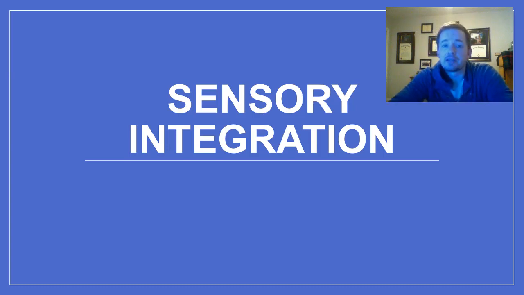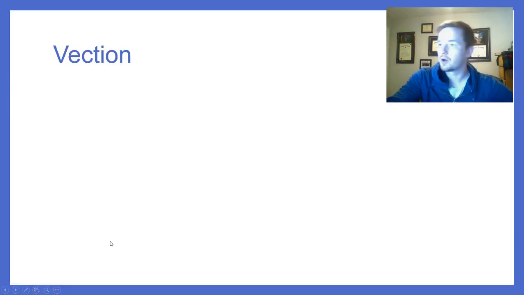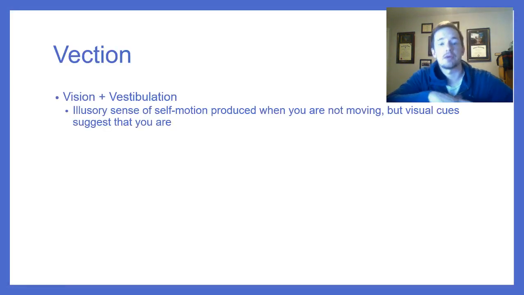Alright, hey everybody. Now we are moving into sensory integration. In other words, we're going to be tying in vision mostly and our sense of vestibulation. So we've already talked about the anatomy of vestibulation. Now we're going to be talking about how it interacts with our ability to see, which impacts how we interact with the world. Okay, so the first bit that I'm going to tell you about is called vection.